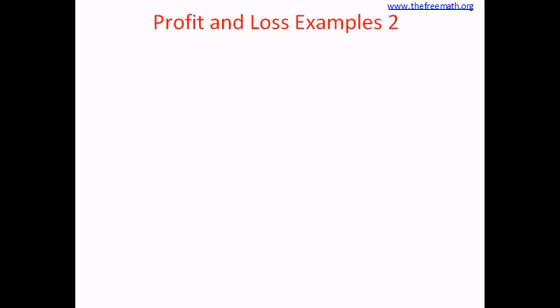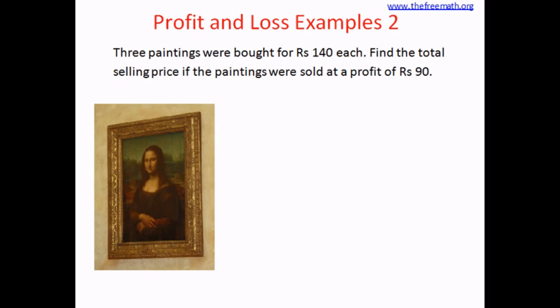Let's solve some profit and loss problems here. The first one is this. 3 paintings were bought for rupees 140 each. Find the total selling price if the paintings were sold at a profit of 90 rupees.